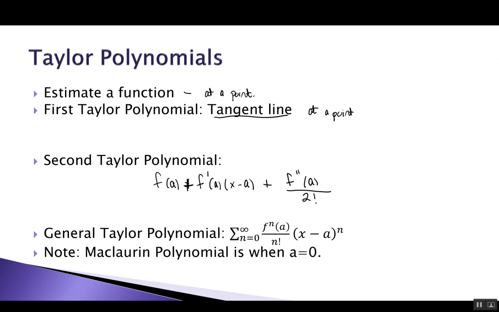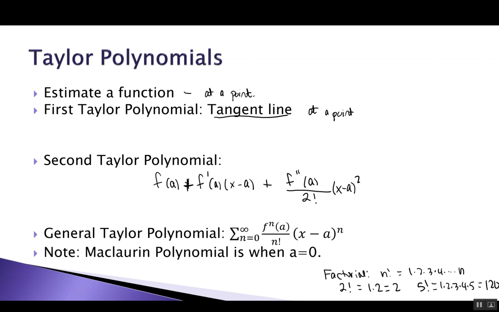And I'm going to put a little exclamation point after that. We'll talk about that in a minute. Times x minus a squared. All right, that exclamation point is a factorial. So n factorial is equal to 1 times 2 times 3 times 4 all the way up to n. In this case, 2 factorial is 1 times 2. It just works out to be 2. But for example, 5 factorial is 1 times 2 times 3 times 4 times 5, and that's 120.